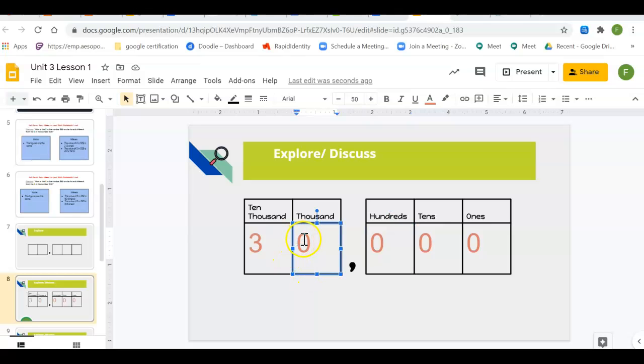And next I've moved the 3 one place value to the left, so it is now in the 10,000s place. So this 3 now represents 30,000. So it's 3 different 10,000s. It's 30,000.